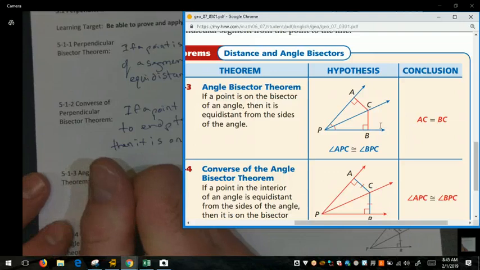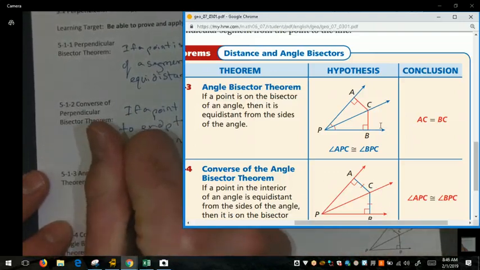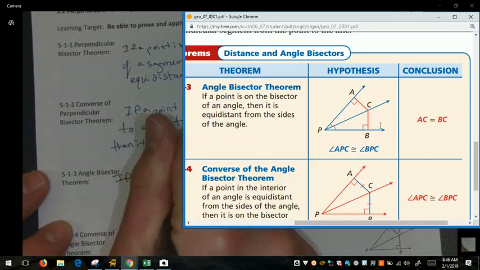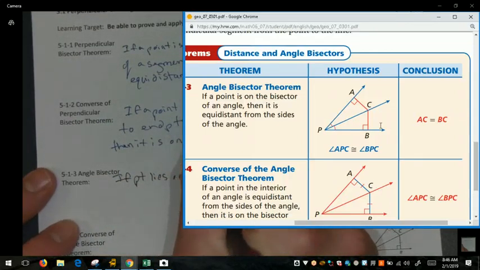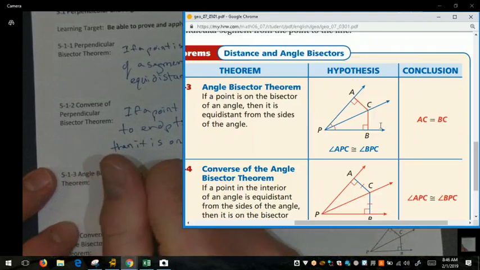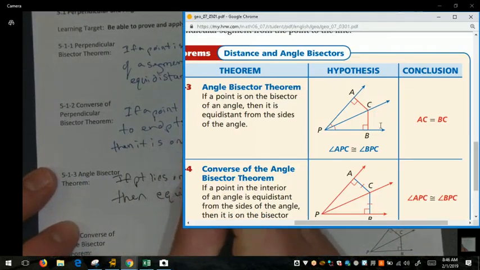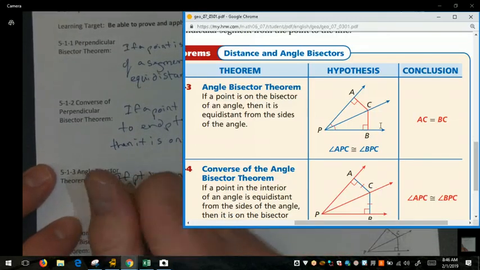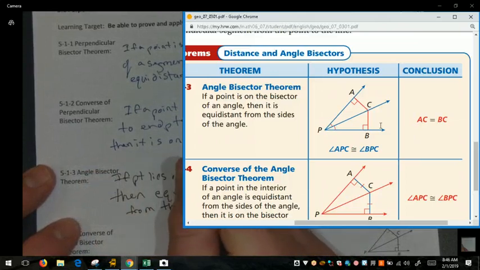So again, that theorem says if a point lies on the angle bisector, then it is equidistant from the sides of the angle, which the sides are called the rays.